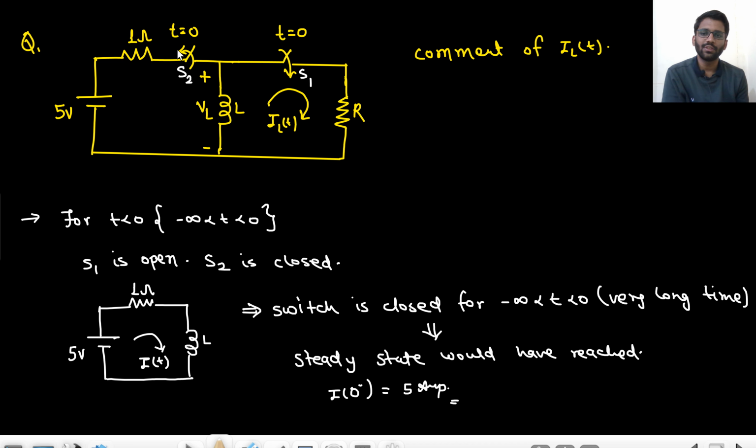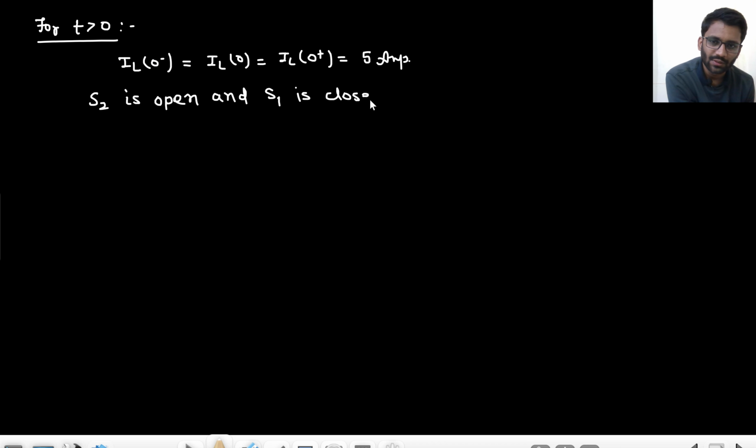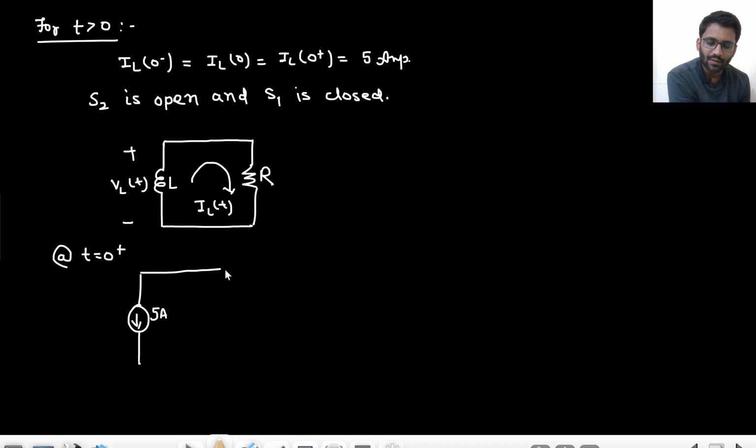Now S2 is open and S1 is closed. So there is this inductor and then there is this resistance R. What we are calling IL(t) is this, and what is VL(t) is this. So at t equals 0 plus, the inductor initially has a current of 5 ampere. So the inductor can be replaced with a current source of 5 ampere and this is the resistance R. The same current is flowing in this direction, that is 5 ampere.